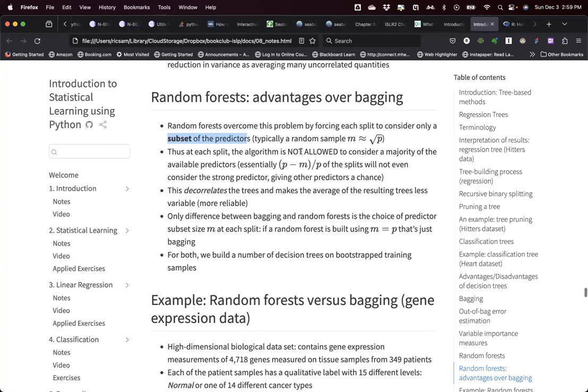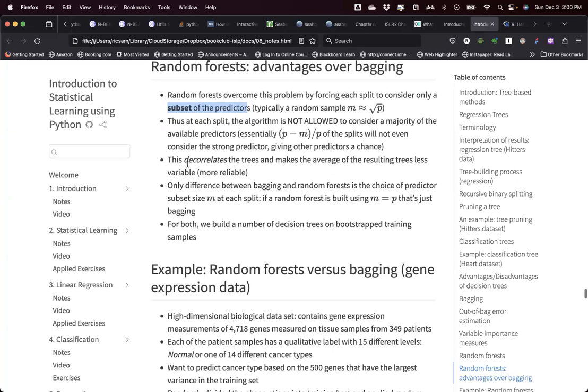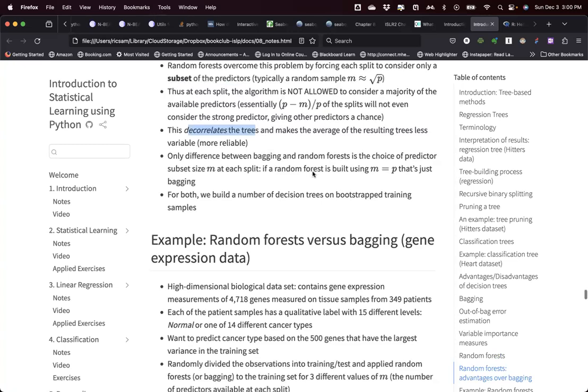At each split, the algorithm is not allowed to consider the majority of the available predictors. Essentially, (P minus M) divided by P of the splits will not even consider the strong predictor, giving other predictors a chance. So you iterate, selecting randomly 3 of the predictors each time, so that the strong predictor is not always used to build those trees. This decorrelates the trees and makes the average of the resulting trees less variable, more reliable.